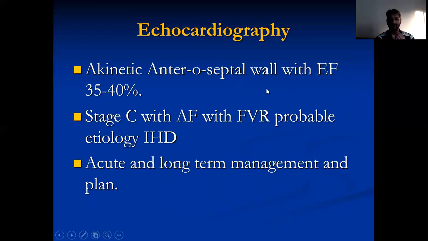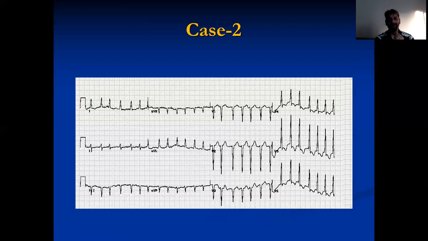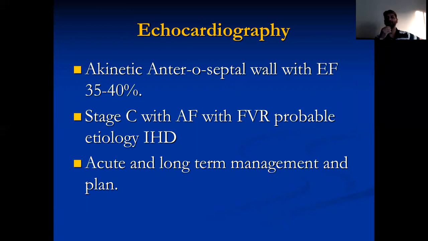I am not describing here the BNP levels, which were sky high in this patient. So after positive BNP, which was very high, akinetic anterior-posterior wall with ejection fraction of 35-40%, he's in stage C heart failure, according to the stages, because he's symptomatic with heart failure. And here he's having atrial fibrillation with fast ventricular rate, maybe an aggravating factor. A probable etiology is ischemic heart disease.